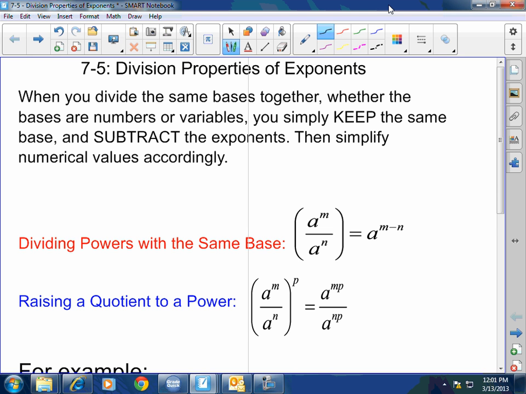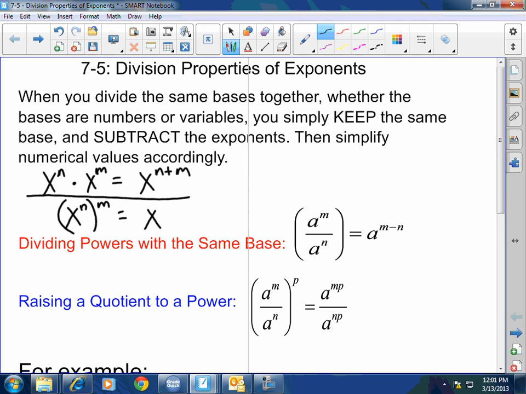When you are multiplying the same bases, for example, x to the n times x to the m, you keep the base and add the exponents. Fair enough. When you raise a power, x to the n, to a power m, you keep the base and multiply the exponents. Well, today we're going to stay in that same rhythm.